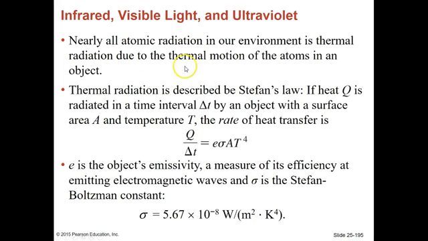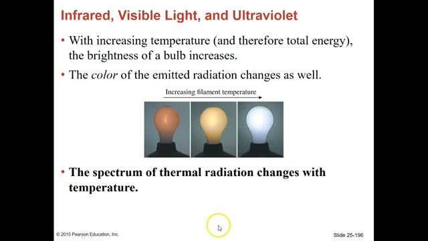So nearly all of the radiation in our environment is thermal, due to the thermal motion of the atoms in the objects. Thermal radiation is defined by a law called Stefan's law. If Q here is the heat radiated in a time interval delta T by an object with a surface area A and a temperature T, the rate of heat transfer is this equation that you see here. e is what we call emissivity. It's just the measure of its efficiency of emitting electromagnetic waves. And then this little symbol here is the Stefan-Boltzmann constant, which is just another constant number that you would use.